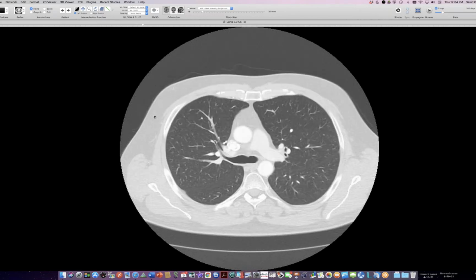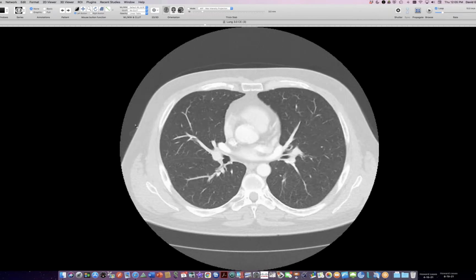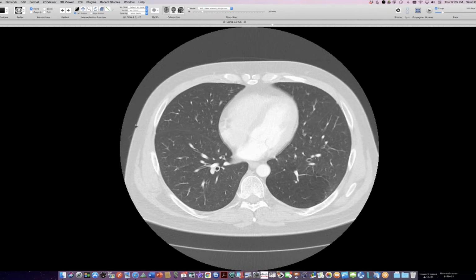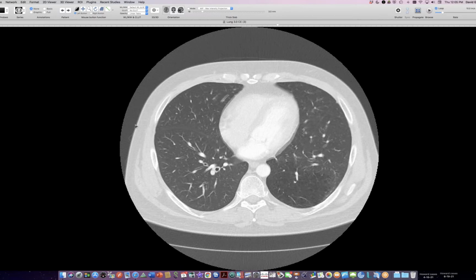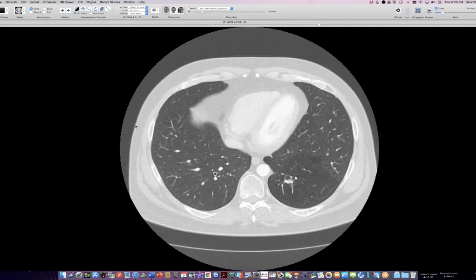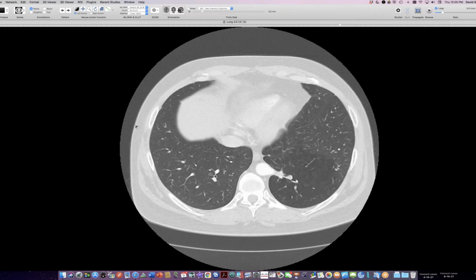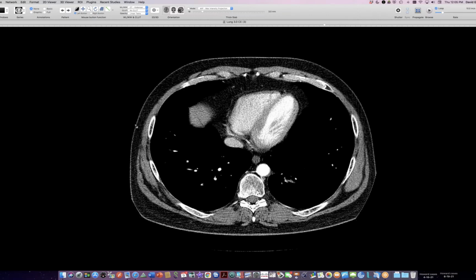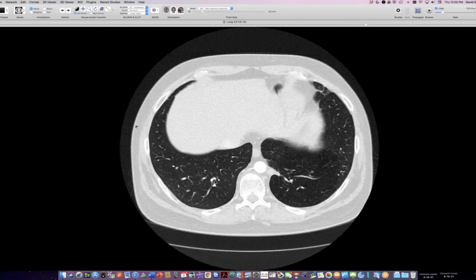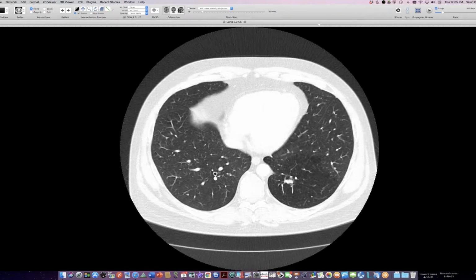And we'll see that there is indeed an interesting kind of abnormality in that left base. So at this point, we have this preternatural lucency. And then we have a very nice vessel coming off the descending aorta and feeding this. So this is a sequestration. And the question is what to call this lucency.